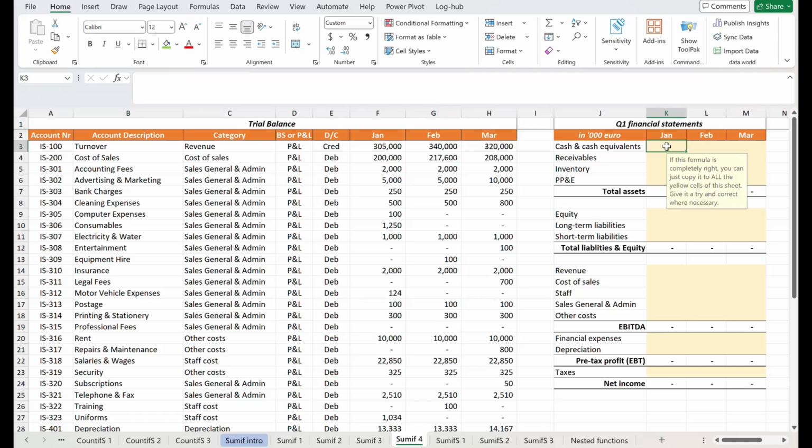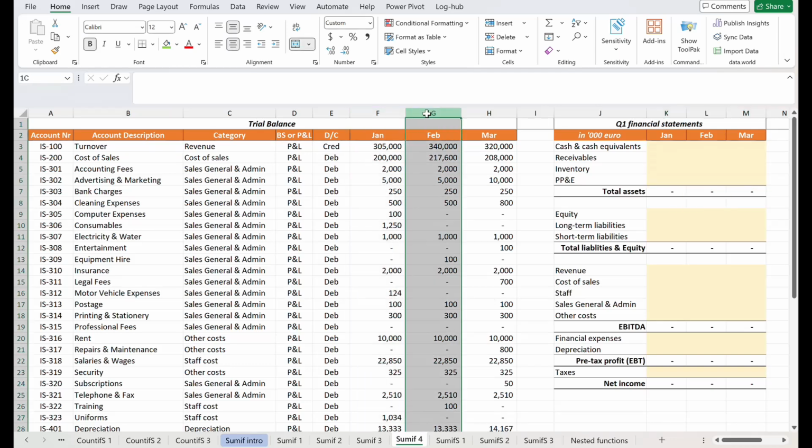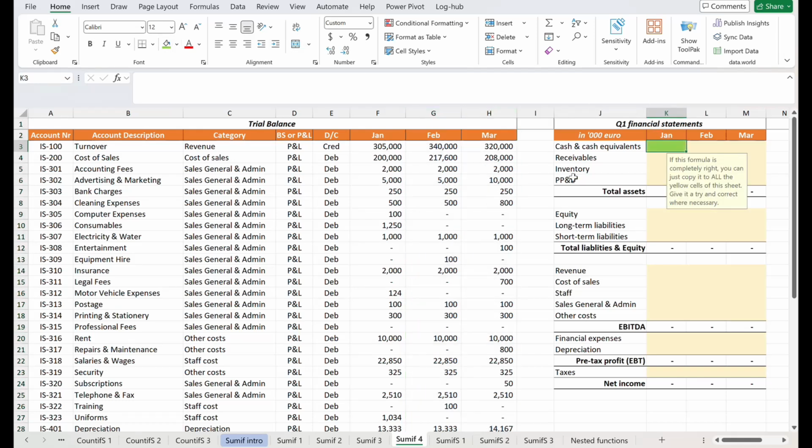Good. Very similar exercise as the previous one, except we don't only have to copy this formula downwards, we also have to copy it to the right, because we see here January, February, and March. So our goal is we want to write once the right formula and then copy it everywhere else.